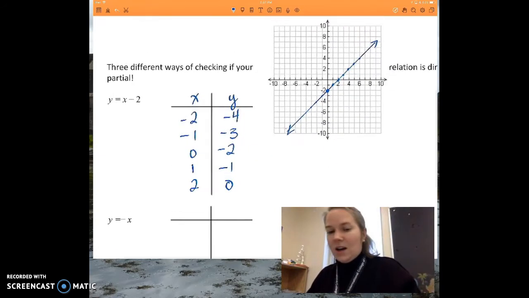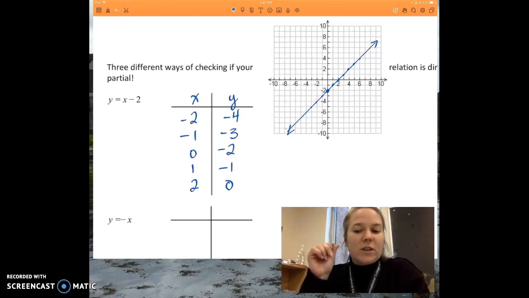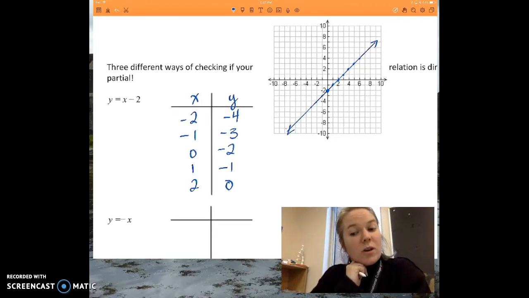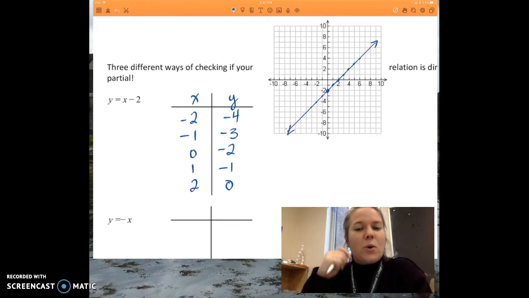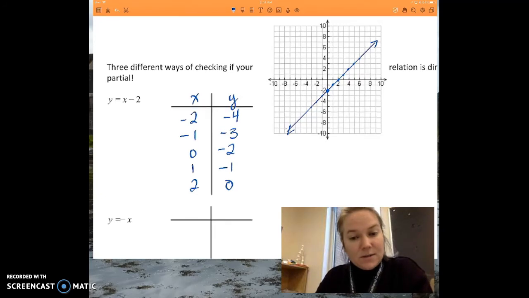Okay. So now I have all 3 components that I need in order to determine whether it is partial or direct. So let's take a look. You guys can look back up at the top of your page and look at the definitions of partial and direct. So a direct variation must pass through 0, 0. Is there a 0, 0 on the table of values? No. Is there a 0, 0 on the graph? No. We're interested in that point on the table of values.